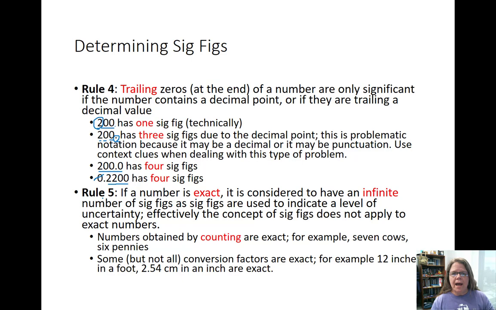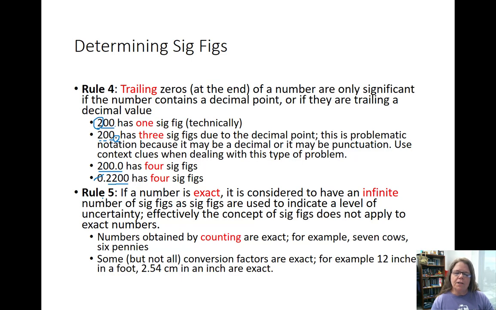All right, rule number 5. If a number is exact, we assume it to have infinite significant figures, okay? Because sig figs are used to indicate where your uncertainty occurs, and if a number is exact, there is no uncertainty. So we say it's an infinite number of sig figs.